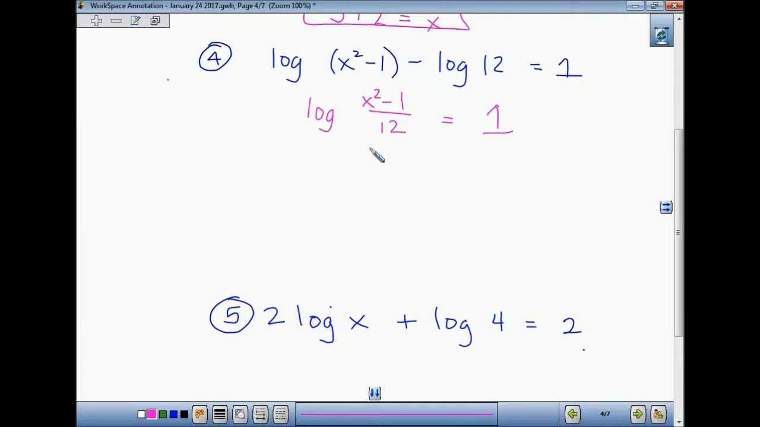Because logarithms are exponents, and when we did like bases, we subtracted the exponents. Did y'all learn that last week? All right, now we switch forms, so it becomes 10 to the first equals x squared minus 1 over 12.